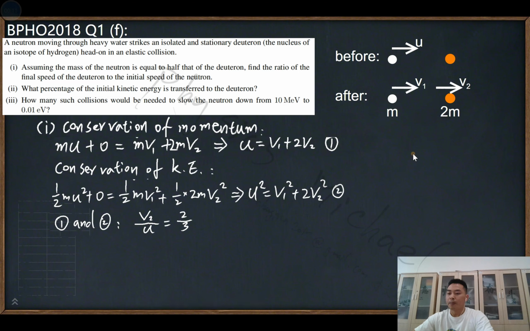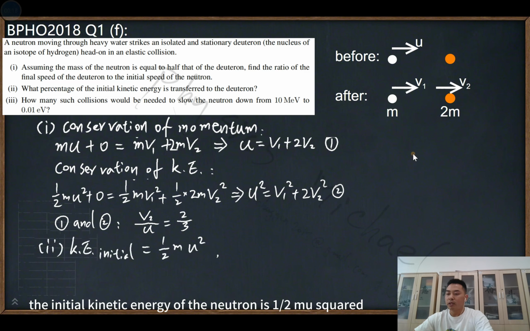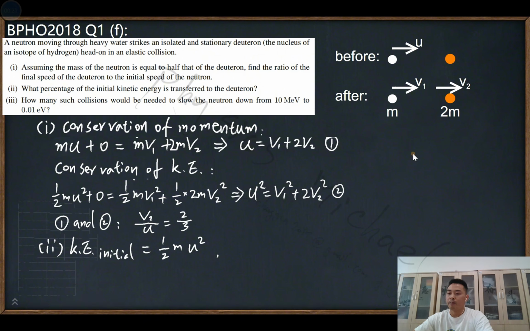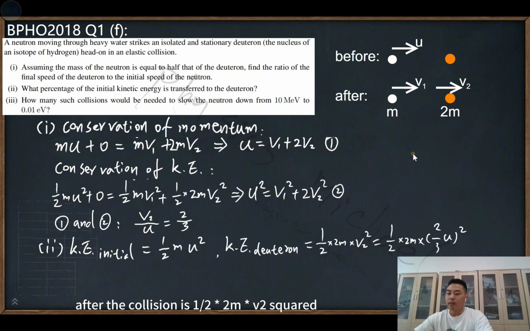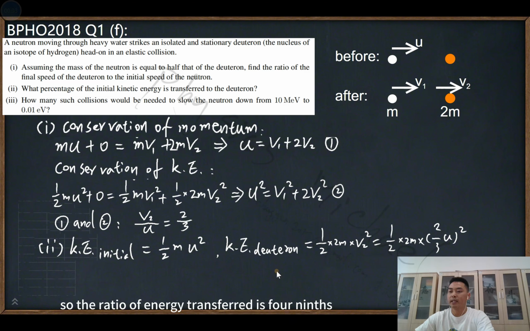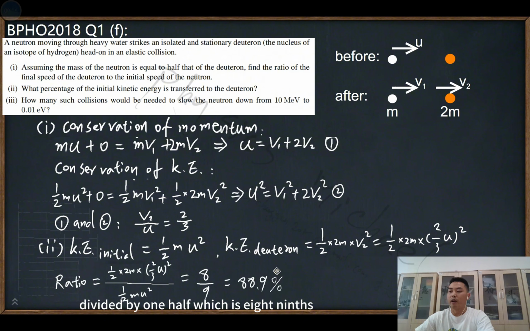Moving on to part 2, we want to know what percentage of the initial kinetic energy is transferred to the deuterium. The initial kinetic energy of the neutron is 1/2 mu squared. The kinetic energy of the deuterium after the collision is 1/2 times 2m times v2 squared. And since we found that v2 equals 2/3 of u, we substitute that in. So the ratio of energy transferred is 4/9 divided by 1/2, which is 8/9. That means 88.9% of the neutron's initial kinetic energy is transferred to the deuterium.